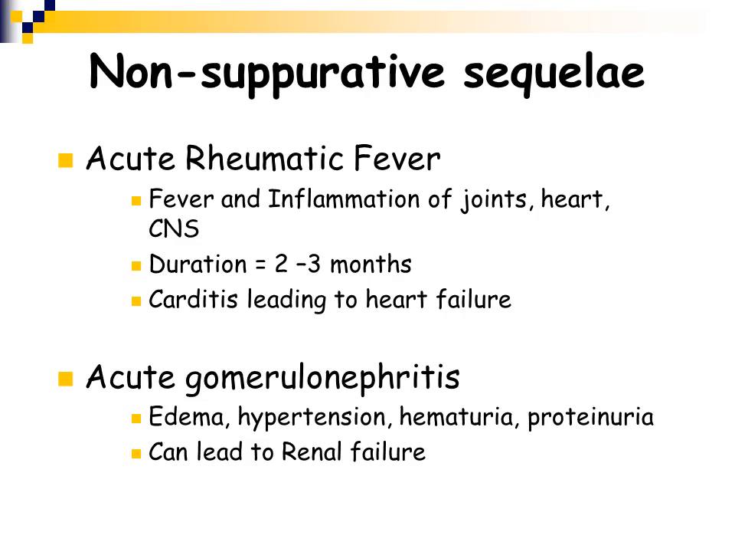Some of the non-suppurative sequelae that group A strep causes: acute rheumatic fever is one of them, where you have inflammation of the joints, the heart, and the central nervous system. This can last for 2 to 3 months, and individuals that have acute rheumatic fever can have a carditis that can lead to heart failure. Acute glomerulonephritis, or infection in the kidneys. You can see high blood pressure, protein in the urine, blood in the urine, and this can lead to kidney or renal failure.